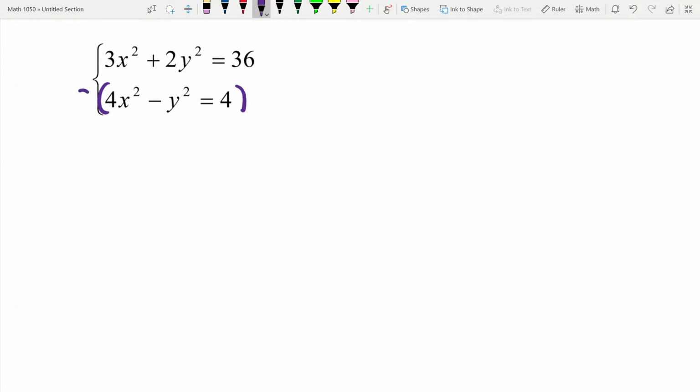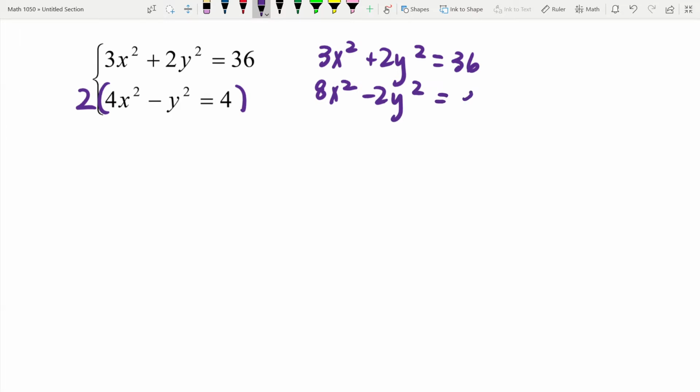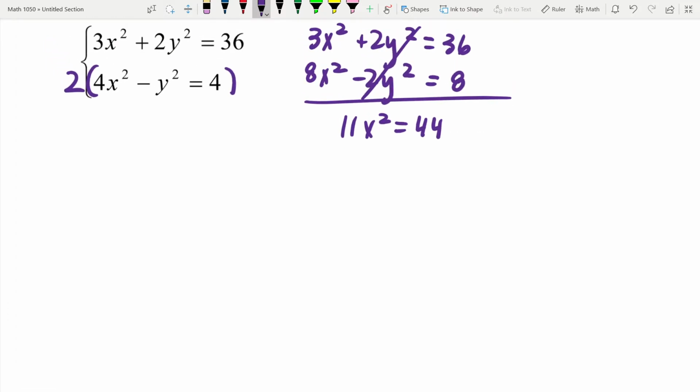If I just multiply this equation by 2, I'll have a 2y squared and a negative 2y squared, and that'll do it. Okay? So everybody write down 3x to the second plus 2y squared equals 36. Distribute the 2 and you have 8x to the second minus 2y to the second equals 8. Those cancel out. You get 11x to the second is equal to 44. Divide by 11. You get x squared equals 4. Square root it, and you get plus or minus 2. So this is ending up much easier than the other ones, right?